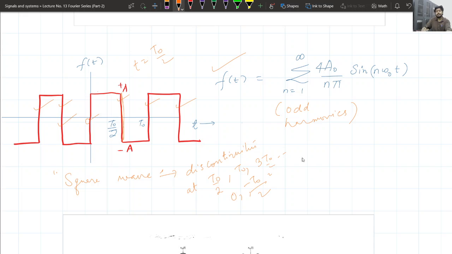Now, although this is a discontinuous function, you can see it is a summation of continuous functions. The sinusoid is a continuous function. How is it possible that a discontinuous function is a series summation of continuous functions? If you write here, the square wave is a Fourier series summation of continuous waves.